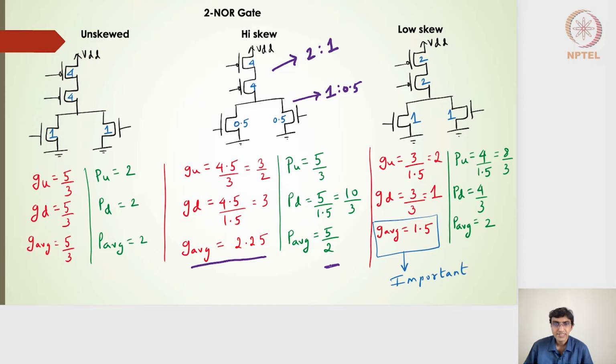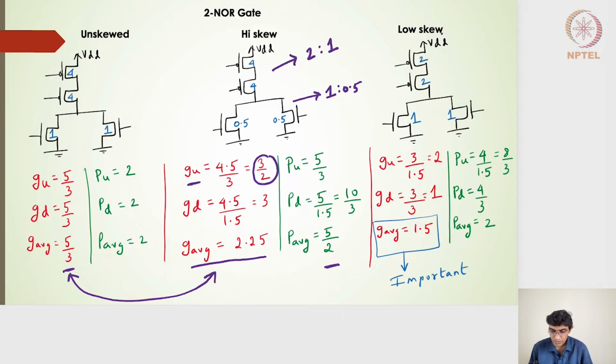All right, hope this is clear. If I look at this 5 by 3, which is almost 1.66, and compare it with 2.25, this is quite large. So the g average is quite large, although this 3 by 2 turns out to be less than 1.66 for an unskewed gate. So if we can characterize the NOR gates in such a way that the output is always going up more frequently, then we can use the high skew NOR gate for the going up output.